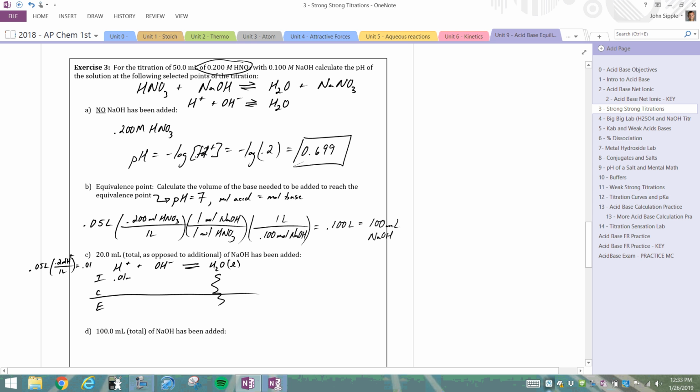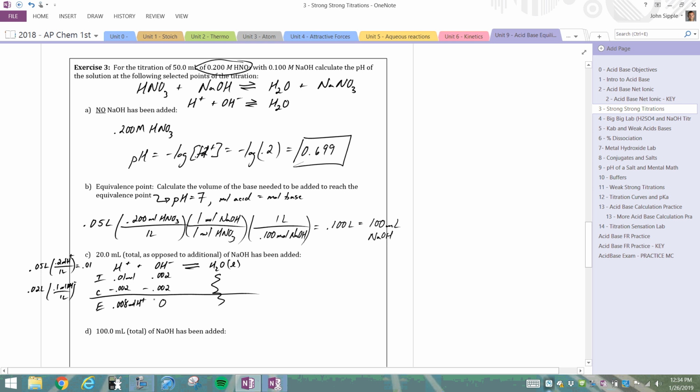We have 0.01 moles of H plus to start. And we added 20 milliliters of the 0.1 molar NaOH. So that means we got 0.02 liters times 0.1 moles of OH minus per 1 liter, so the amount of OH we added was 0.002. That's where we start off initially. Obviously, OH minus is our limiting reactant, so minus 0.002, minus 0.002. We get 0. We have no OH left in solution, but we have 0.008 moles of H plus left in solution.